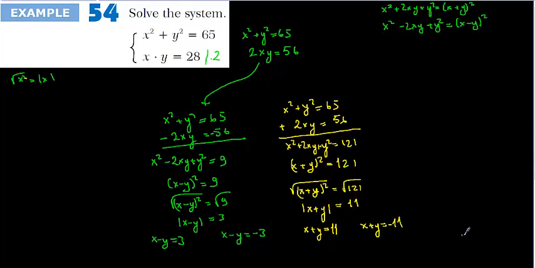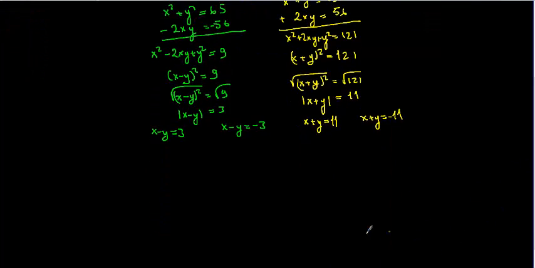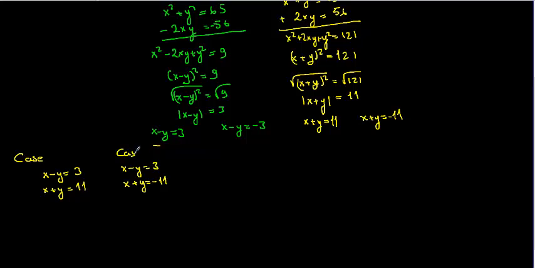As you see, we have four different equations, so we have to combine all these equations one by one. What does it mean? x minus y, this is the first equation, x minus y will be equal to 3, and x plus y will be equal to 11. x minus y will be equal to 3, and x plus y will be equal to minus 11. This is the first case. We have totally case 2, case 3.